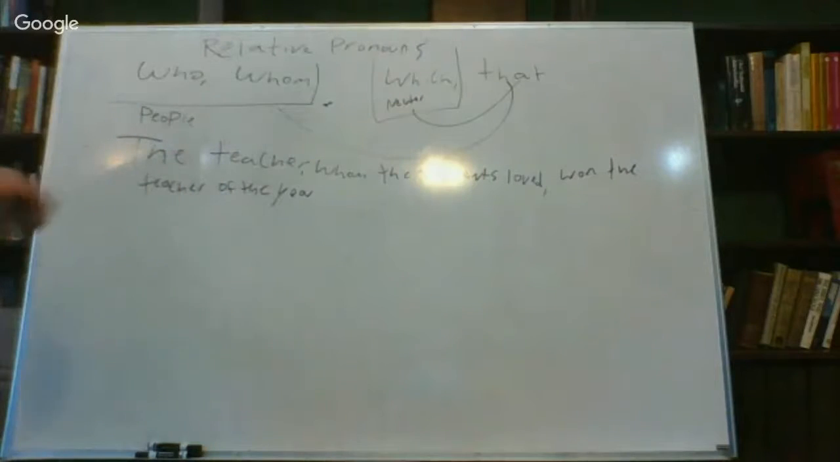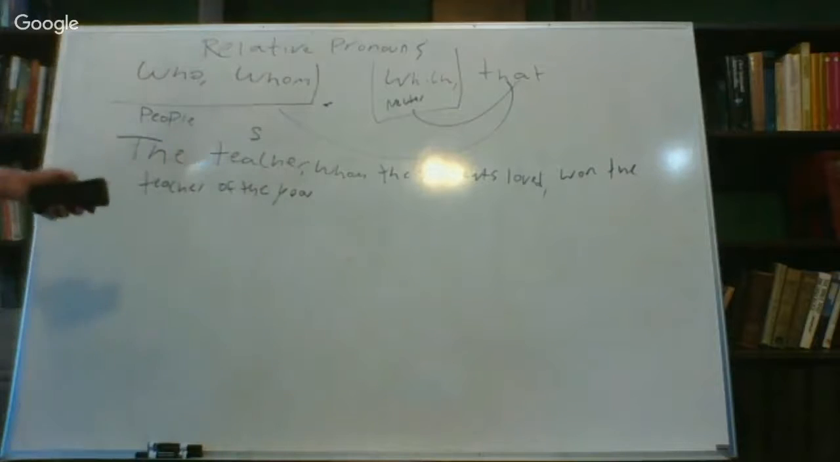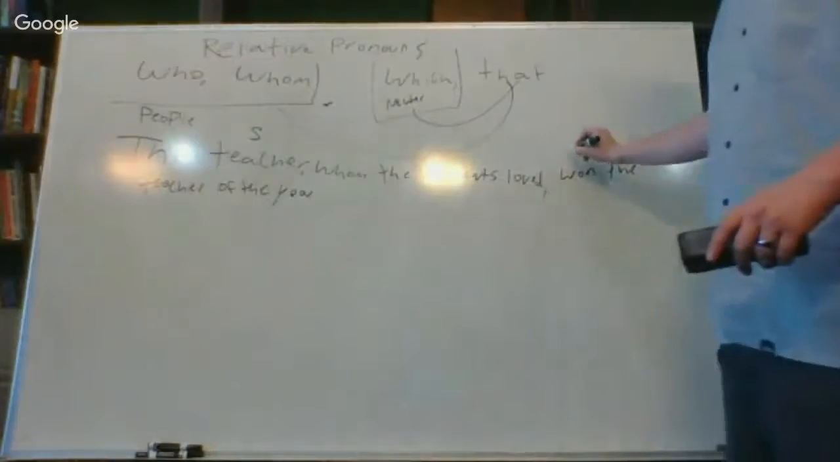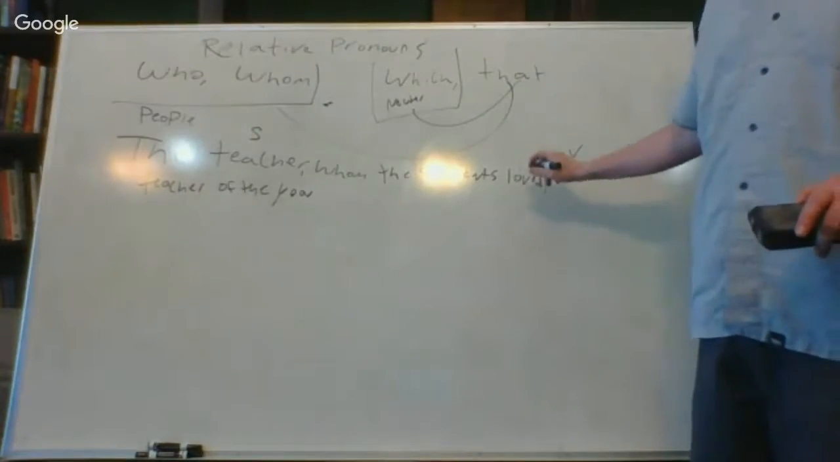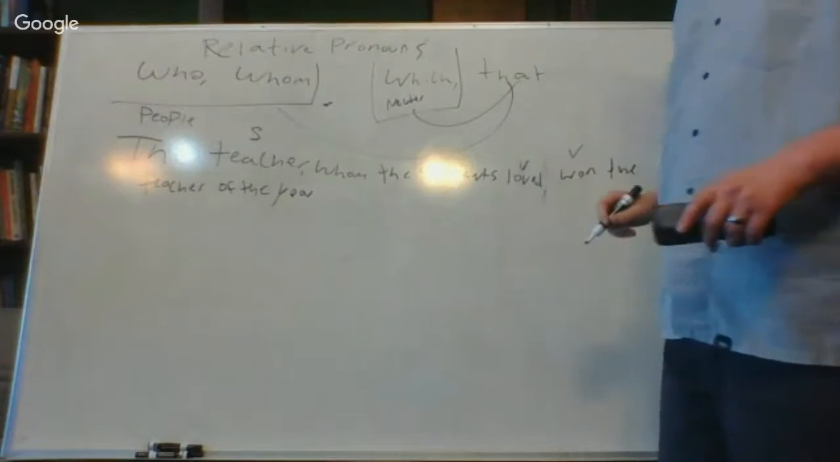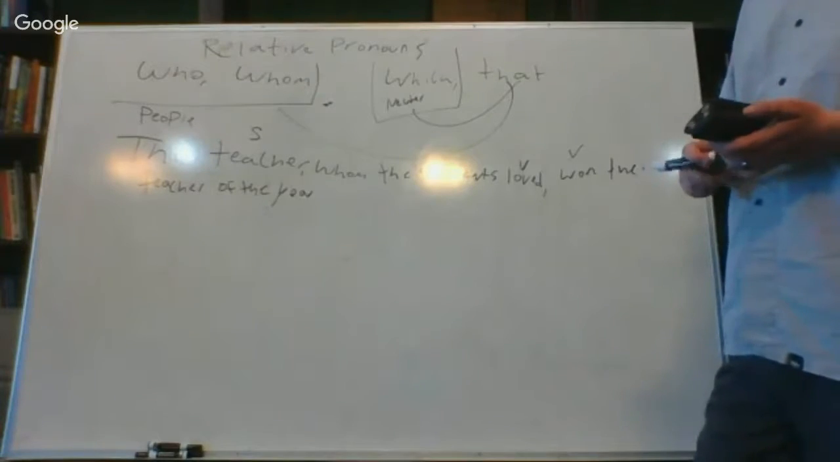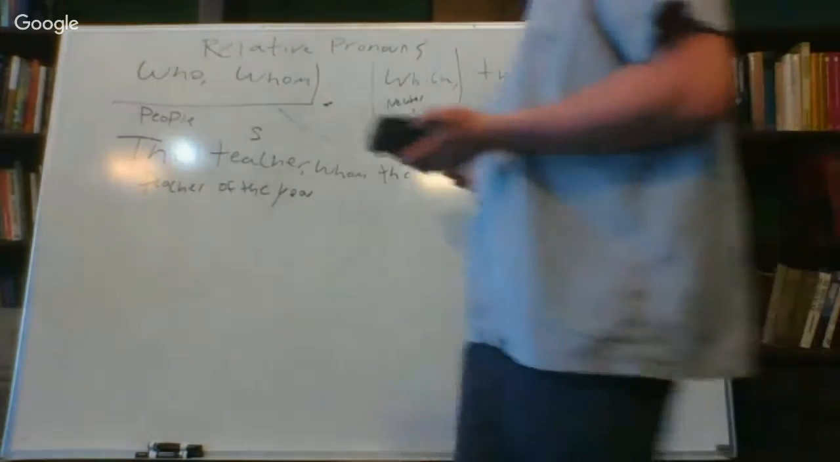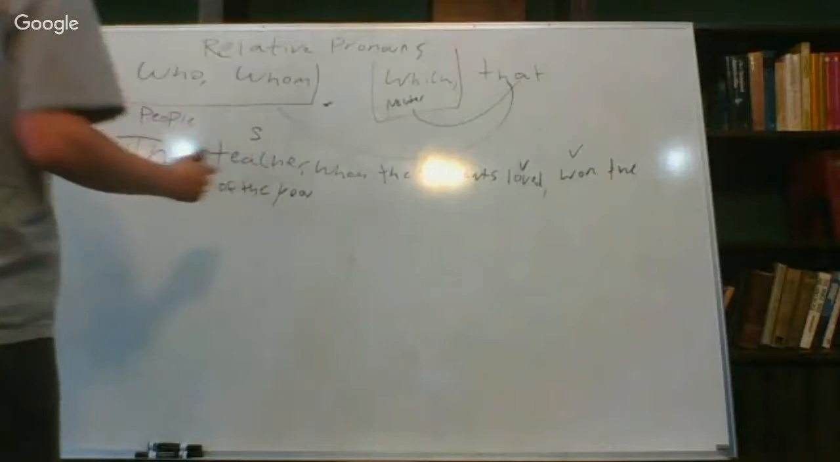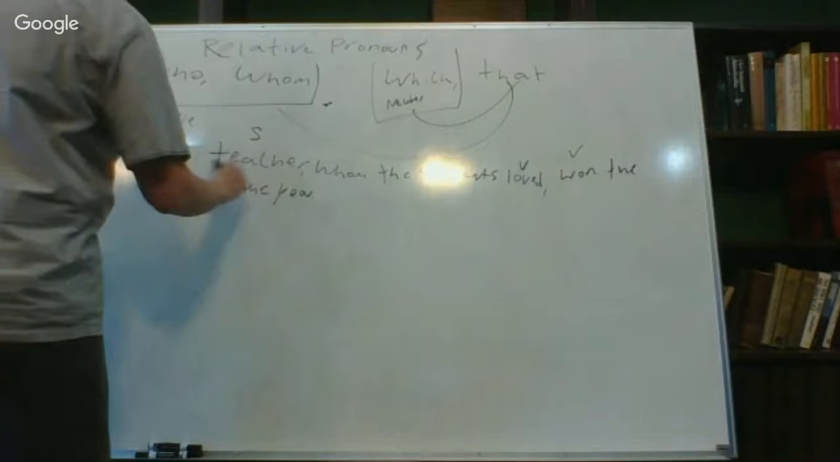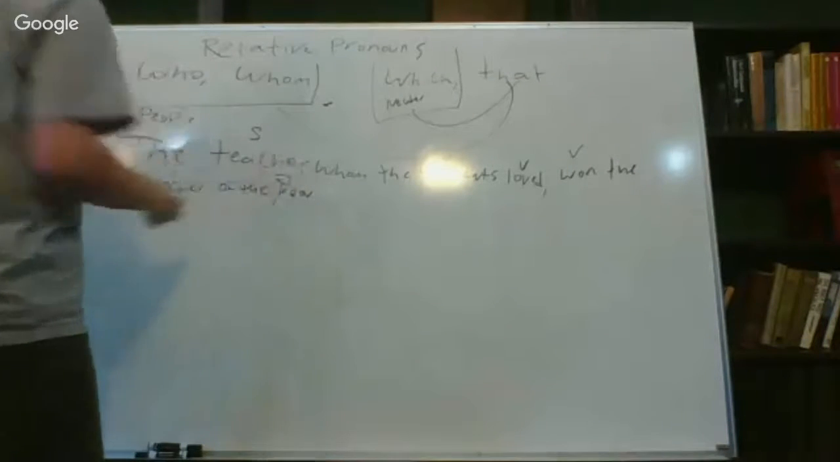All right. So where's our subject in the sentence? Teacher. Okay. Where is our verb? Loved. Actually, no. Our main verb is won. While yes, loved is a verb, it is not our main verb. And then, so where's our object? Teacher of the year. That's more of our predicate, but yes, that's more of our object.